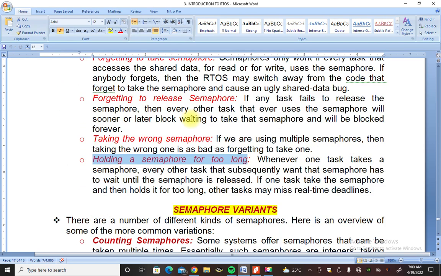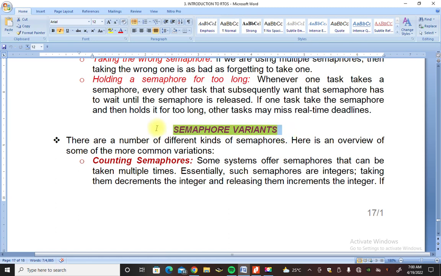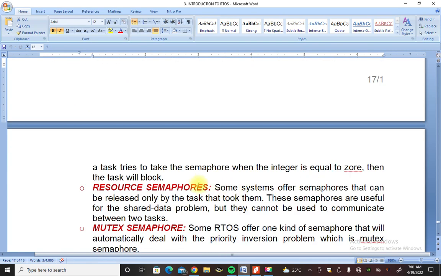And there are multiple semaphore variants. There are a number of different kinds of semaphores. Here is an overview of some of the more common variants. There are counting semaphores. Some systems offer semaphores that can be taken multiple times. Essentially, such semaphores are integers. Taking them decrements the integer, and releasing them increments the integer. If a task tries to take the semaphore when the integer is equal to 0, then the task will block. It's very interesting, right? The task will block.